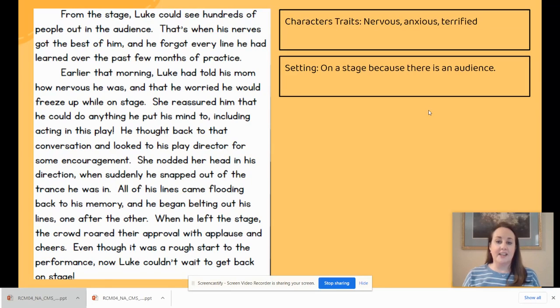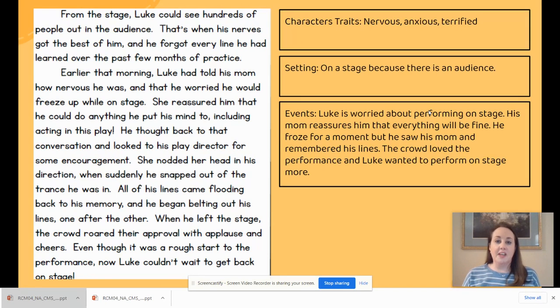All right, so next thing is the setting. We can see from the first sentence in our story that he's on stage, because we see that there's an audience and that he is about to perform for this audience.